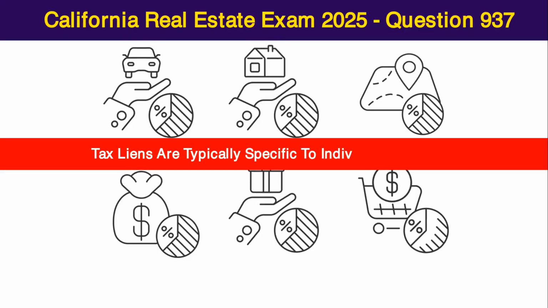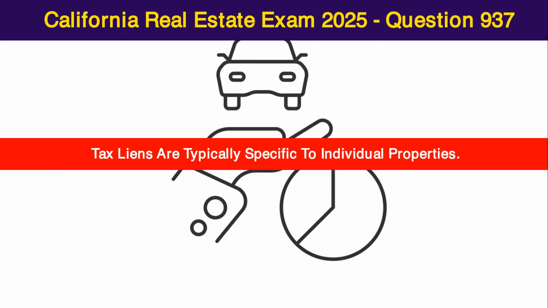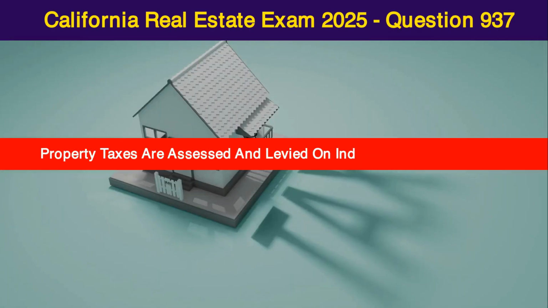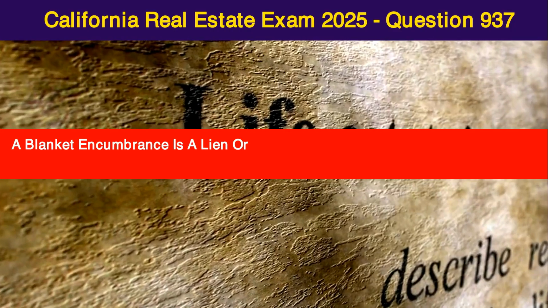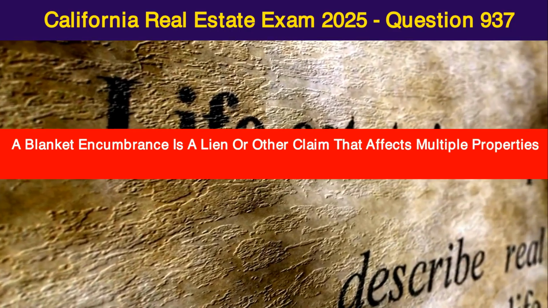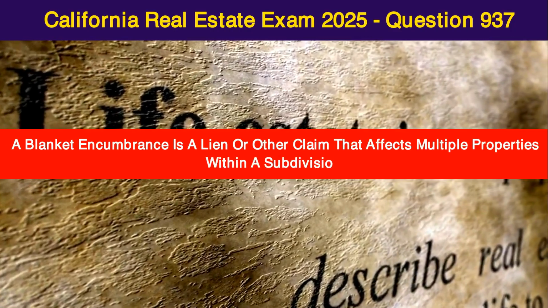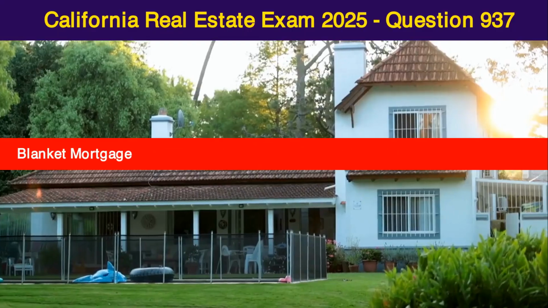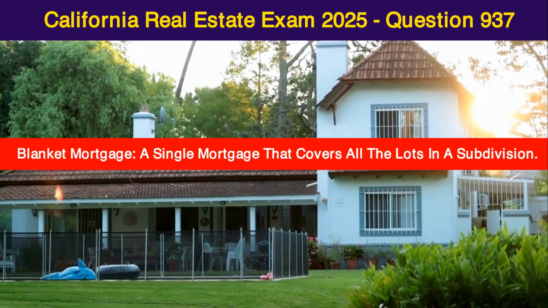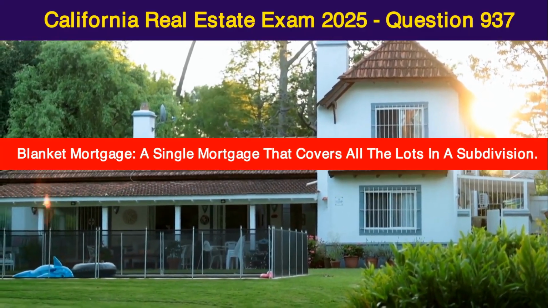Tax liens are typically specific to individual properties. Property taxes are assessed and levied on individual parcels of land. A blanket encumbrance is a lien or other claim that affects multiple properties within a subdivision. Some examples of blanket encumbrances: a blanket mortgage, a single mortgage that covers all the lots in a subdivision.